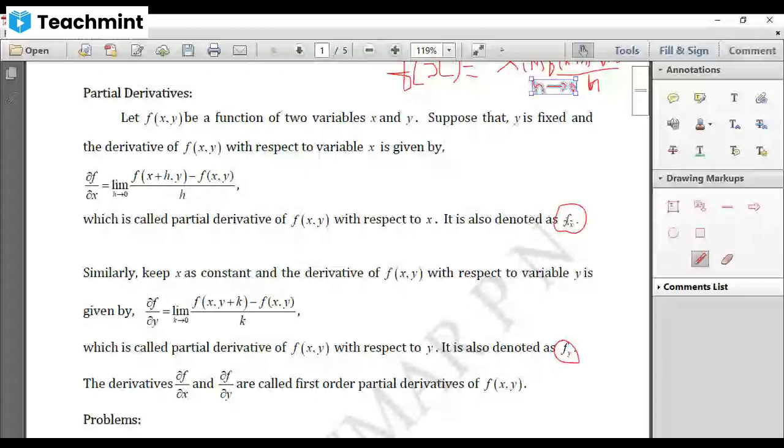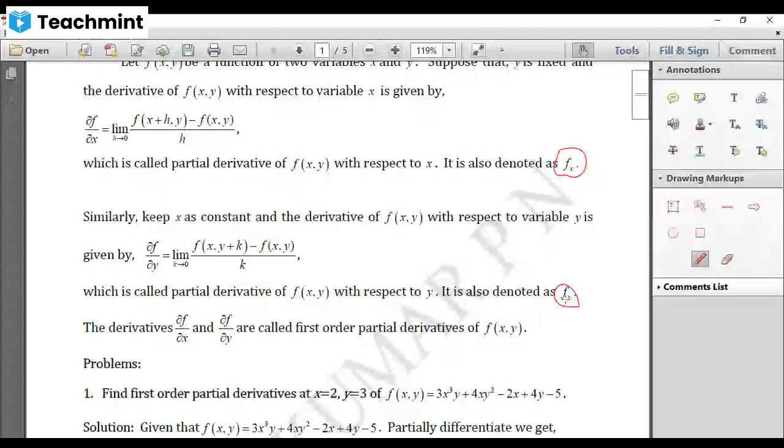So when you are differentiating with respect to x, you keep y as constant in the function. When you are differentiating f with respect to y, you keep x as constant. And the partial derivative of f with respect to x at some point (a, b) means you partially differentiate f with respect to x and give the value a for x and b for y. The partial derivative of f with respect to y at (a, b) means you give x the value a and y the value b. That's how you find the partial derivatives.